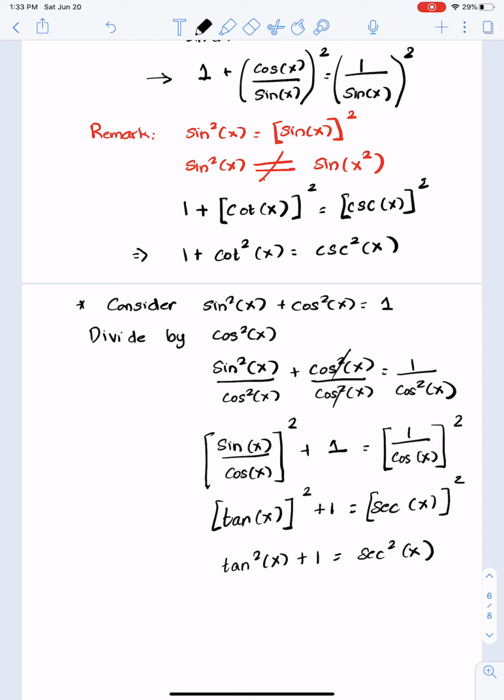Okay, so those are all the important trigonometric identities. These identities will be needed later on when we take derivatives and such. So you don't have to memorize these, just understand them, and you should be good.